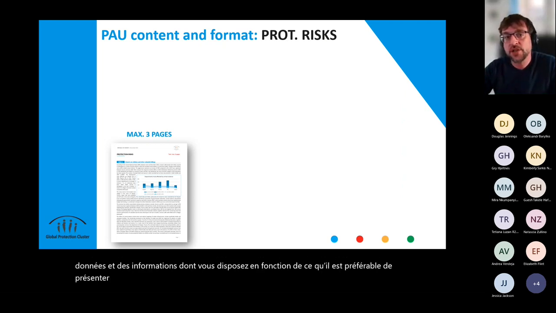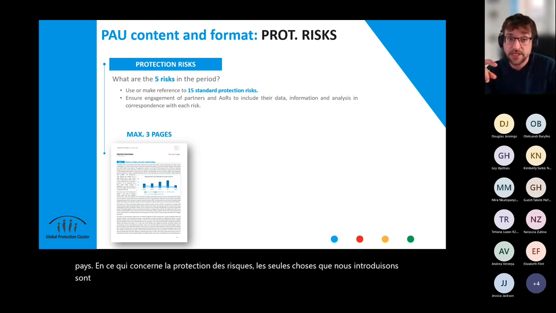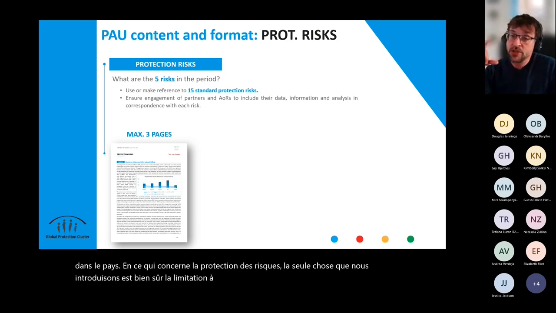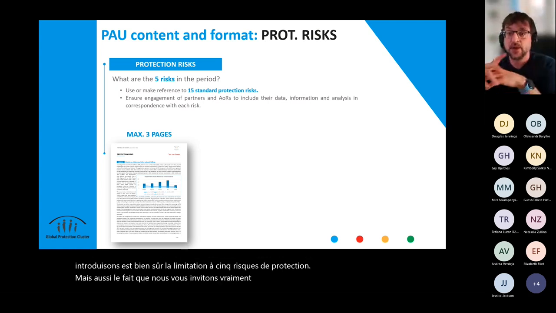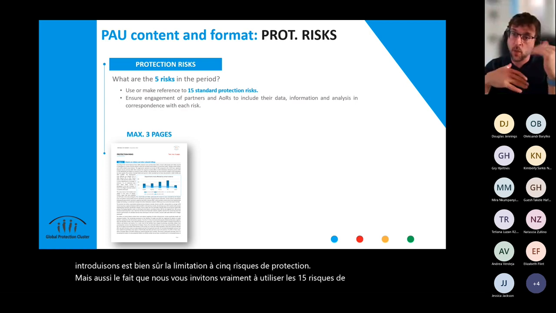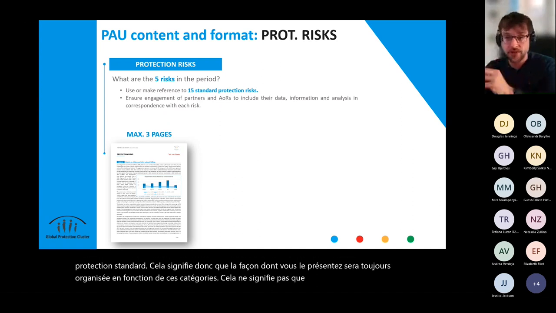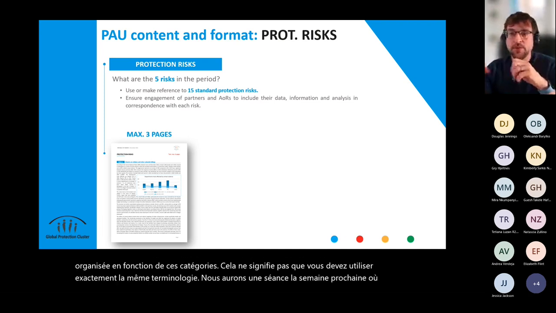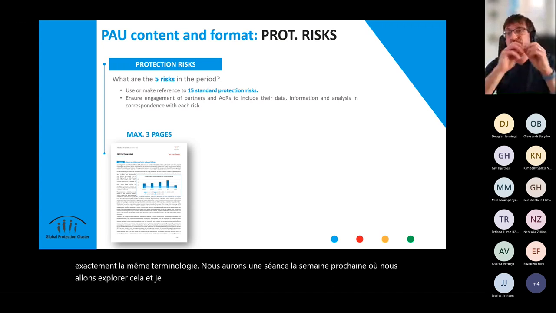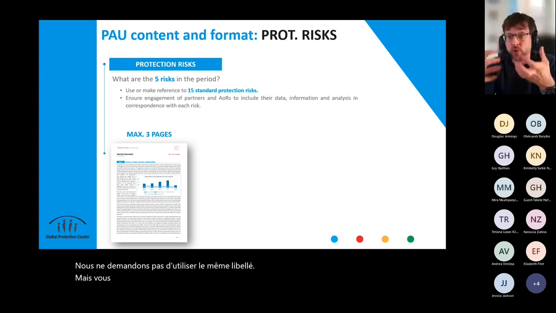On the protection risk section, the only things that we introduce are, of course, the limitation to 5 protection risks, but also the fact that we will invite you to use the 15 standard protection risk categories. That means that the way you present it will always be organized according to those categories. That doesn't mean that you have to use the exact same terminology. We will have a session next week where we're going to explore that, and I will also provide you some inputs. We don't ask you to use the same wording, but you can also discuss at the level of your operation how to adapt the wording.